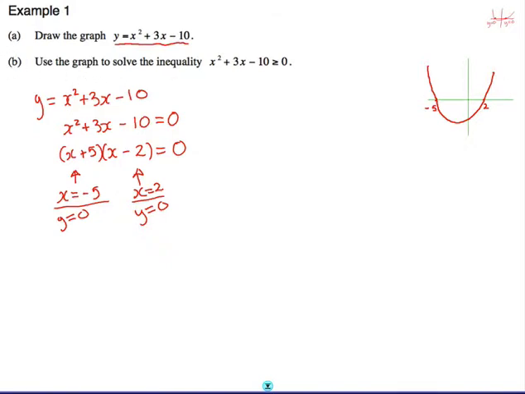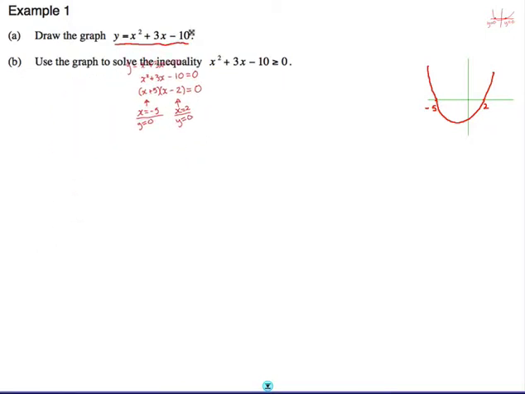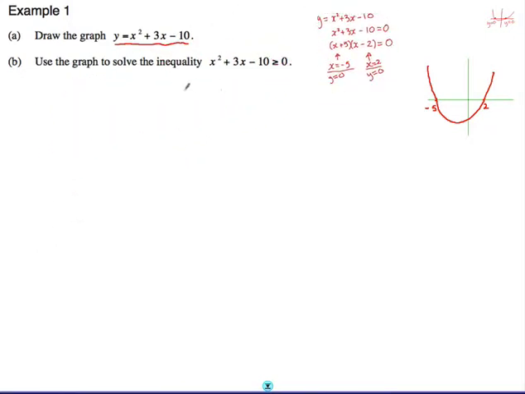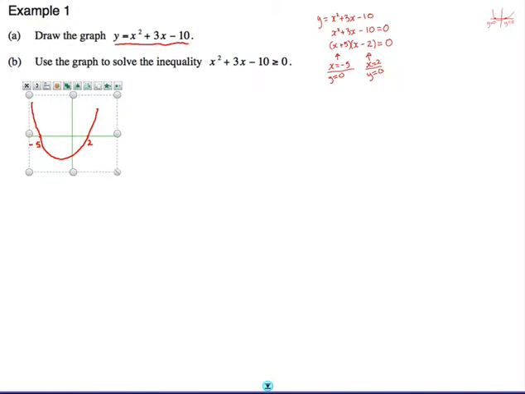Now part B is asking us to solve the inequality. So I'm going to use the graph. Let's move it over here. Let's use the graph to solve the inequality. It's saying, when is x squared plus 3x minus 10 bigger or equal to 0? Now we can replace this expression with y, because that's what our y is. So when is y greater or equal to 0?